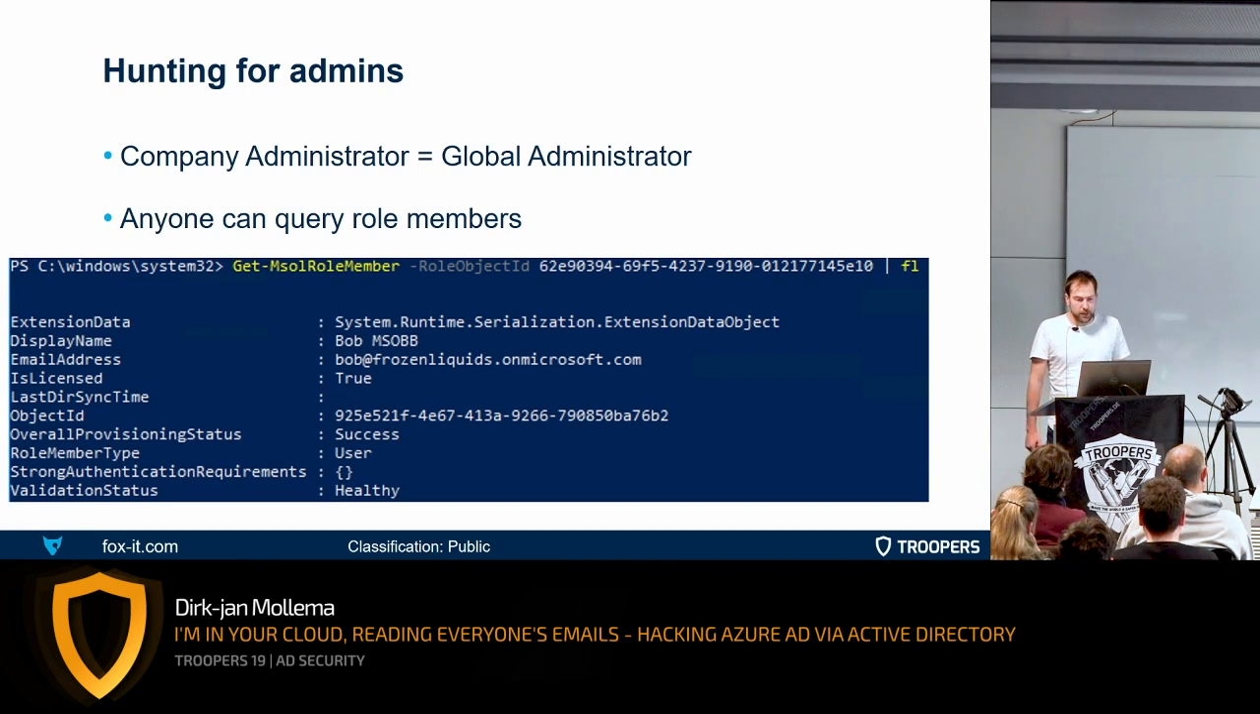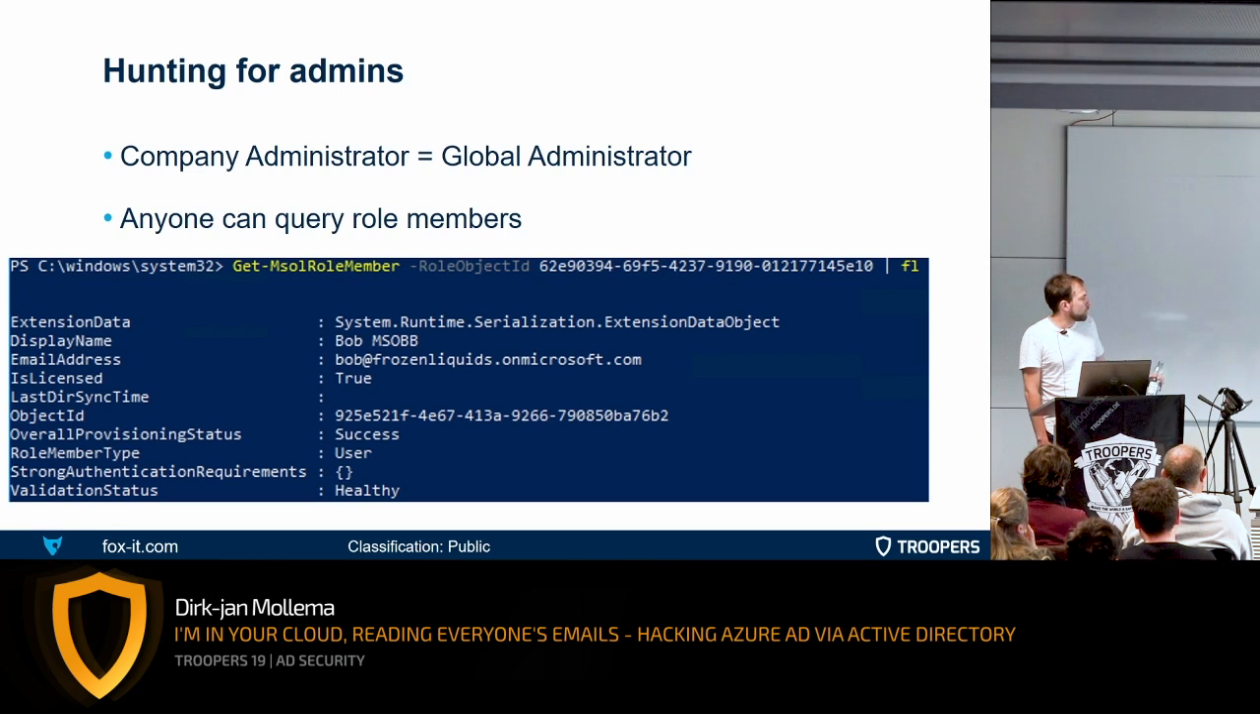So how can you query who the admins are in Azure AD? It's very easy to do this via the PowerShell modules, and anyone can query the members of any role, really similar to how any user in Active Directory can query all the groups and the members of these groups. And then we try to focus on the company administrator, or the global administrator as it's called in the Azure portal. And we see that here is one member, it's called Bob.